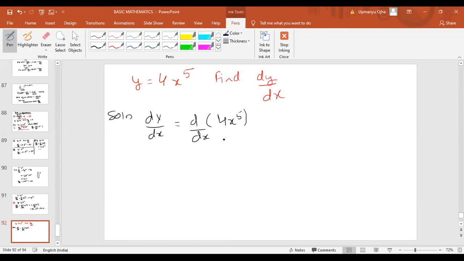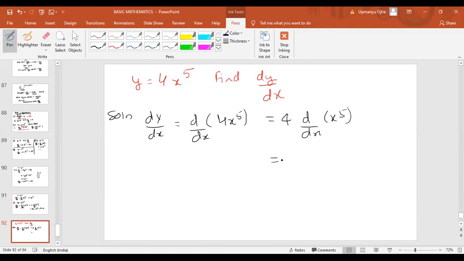Then we apply the third rule, that if a constant is multiplied with a function of x, the constant can be taken outside the derivative. So we have taken the constant outside. Then we write d by dx of x power 5. Now it becomes x power n form.